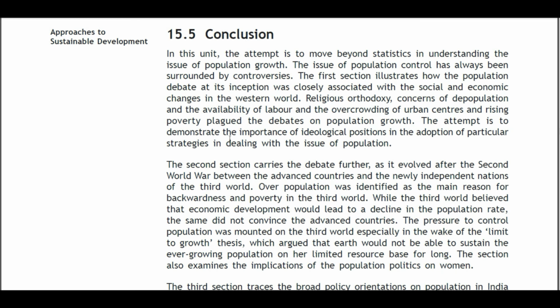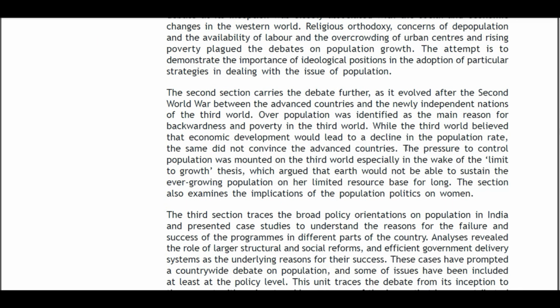The attempt is to demonstrate the importance of ideological positions in the adoption of particular strategies in dealing with the issues of population. The second section carries the debate further as it evolved after the Second World War between the advanced countries and the newly independent nations of the Third World. Overpopulation was identified as the main reason for the backwardness and poverty in the Third World. While the Third World believed that economic development could lead to a decline in the population rate, the same did not convince the advanced countries.